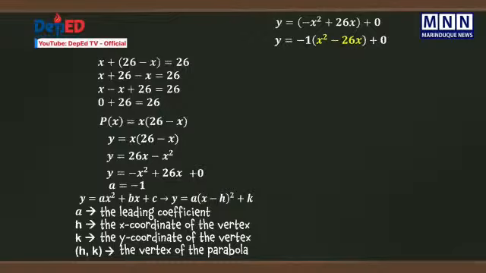Then we have to turn the binomial enclosed in the parentheses into a perfect square trinomial. How do we do this?